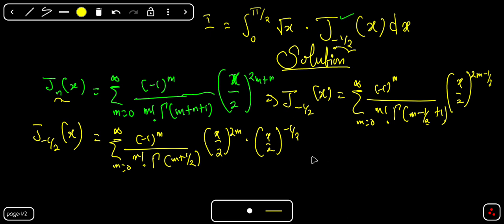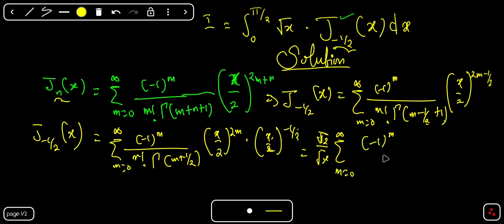So moving on, I can bring out x raised to the power of negative half over 2 raised to the power of negative half. x raised to the power of negative half is just 1 over the square root of x. And 1 over 2 raised to the power of negative half will give us the square root of 2. Your law of indices is very important. So x over 2 raised to the power of negative half is now the square root of 2 over the square root of x.